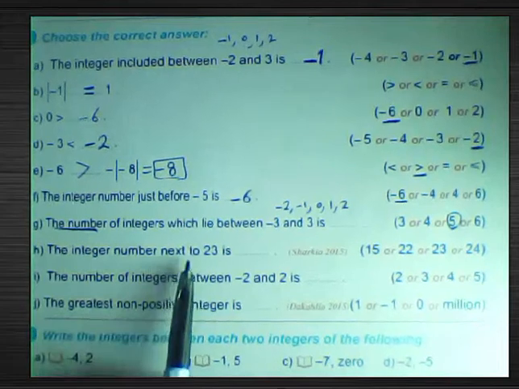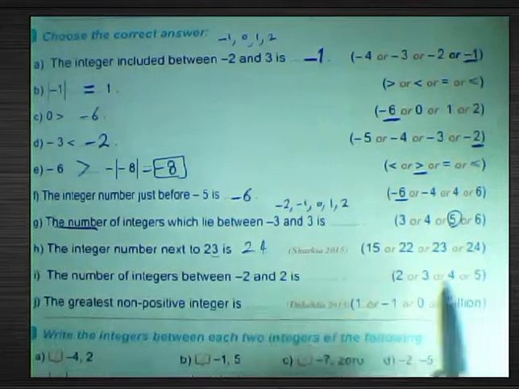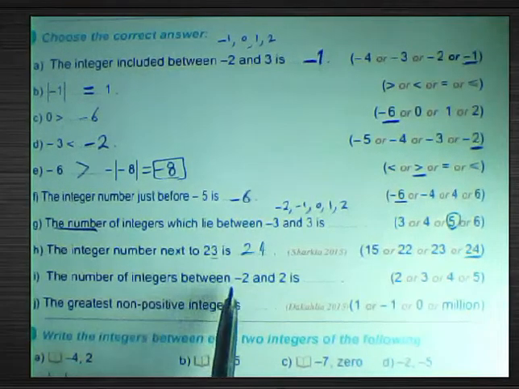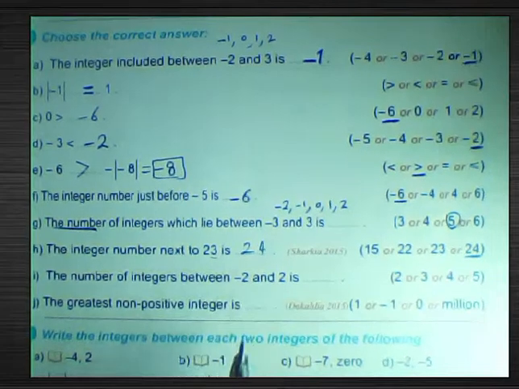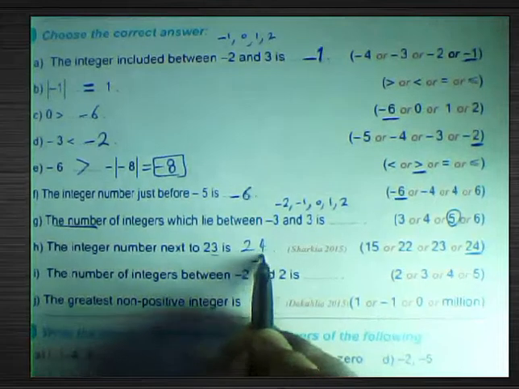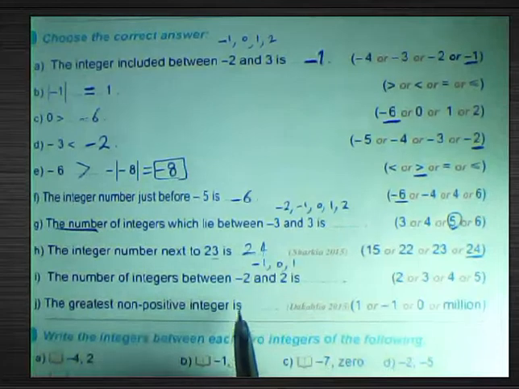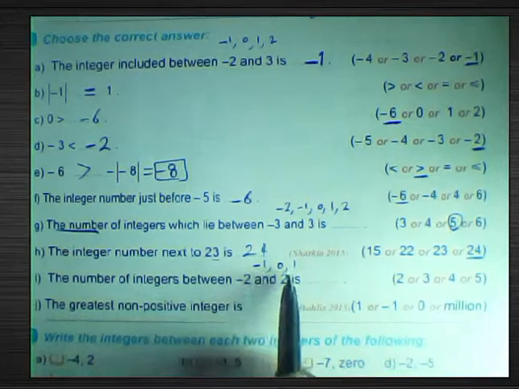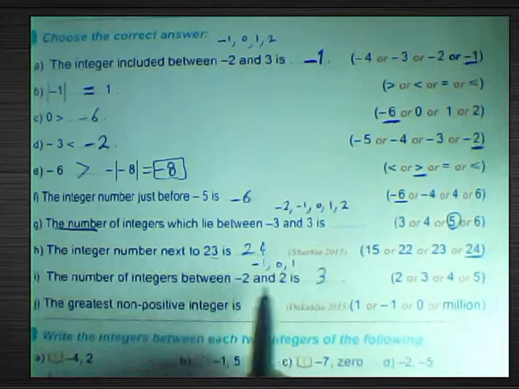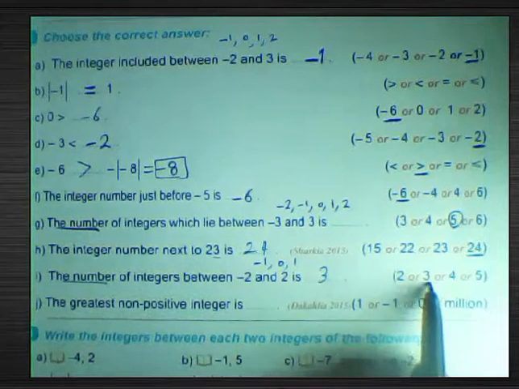The integer number next to 23 is 24. The number of integers between negative 2 and 2: we can write the integers that lie between negative 2 and 2. It will be negative 1, 0, and 1. We have 3 numbers. 1, 2, 3. The number of integers between negative 2 and 2 is 3.